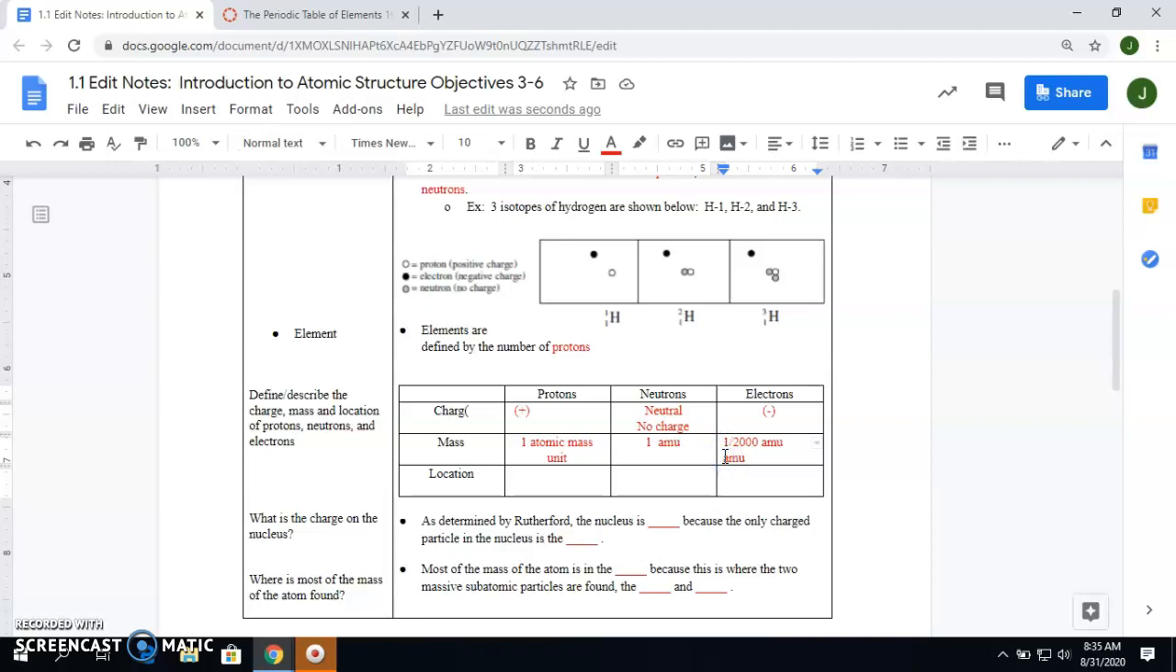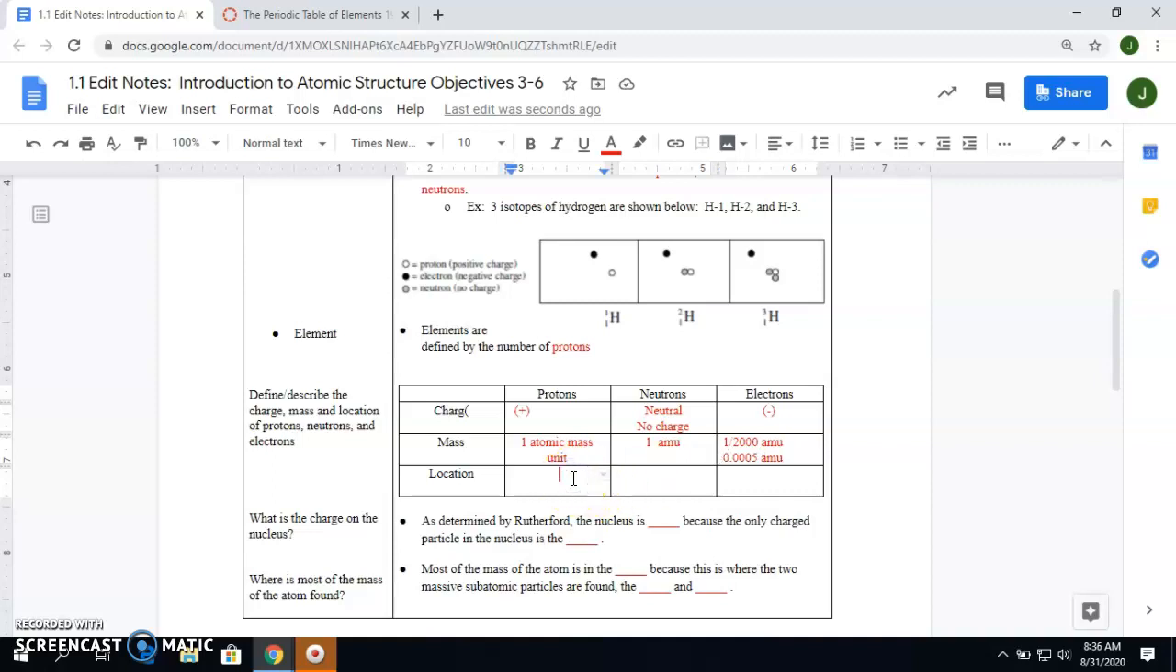To put that into perspective also, if you were to take out your calculator and type 1 divided by 2,000, what you would get is the number 0.0005 atomic mass units. So either way you look at it, their mass is very, very small, and for that reason, we don't typically think about and consider the mass of electrons.